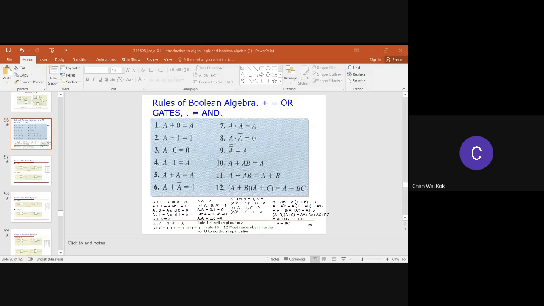A plus AB equals A. All right, so how do you prove it? A plus AB equals A(1 plus B), right? That equals A times 1, which equals A. Thus proven. Okay?